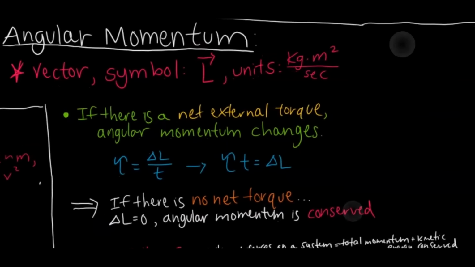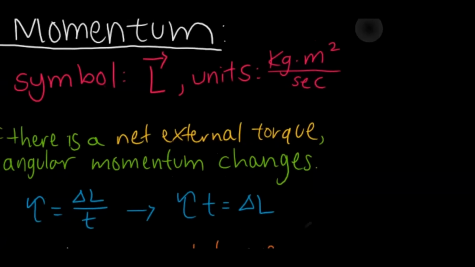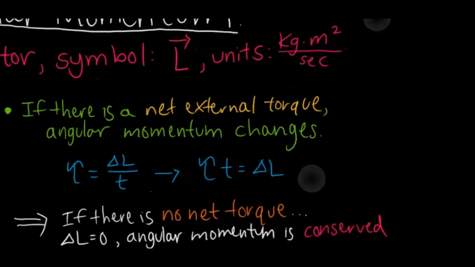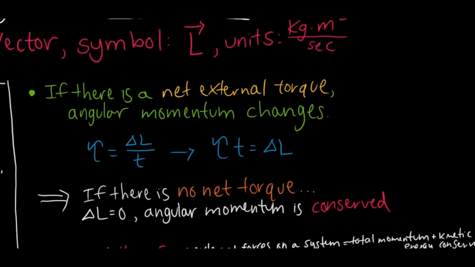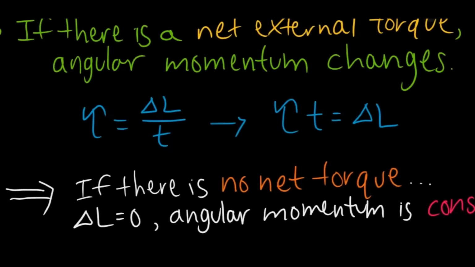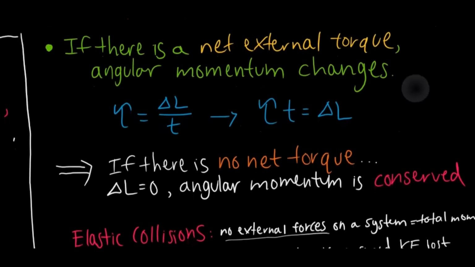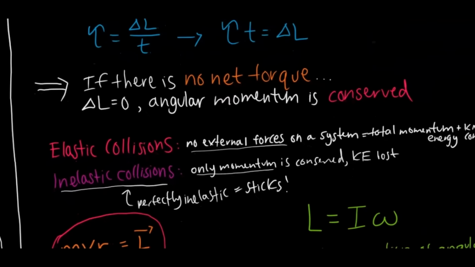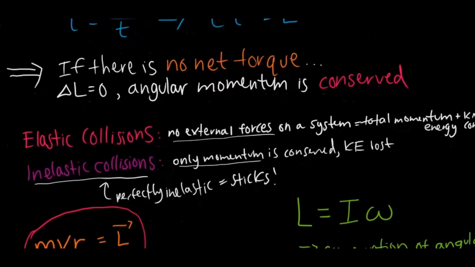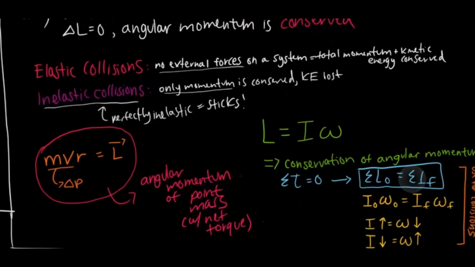All right, so the final topic is angular momentum. Angular momentum, similar to linear momentum, is a vector. The symbol for it is L, and the units are kg times meters squared over seconds. So if there is no external torque, angular momentum doesn't change. You can see the equation for that, where torque exerted over time is equivalent to the change in angular momentum. So if there's no torque, there's no change in angular momentum. So angular momentum would be conserved.